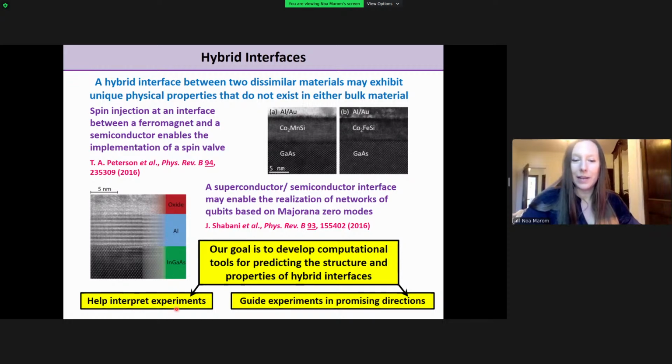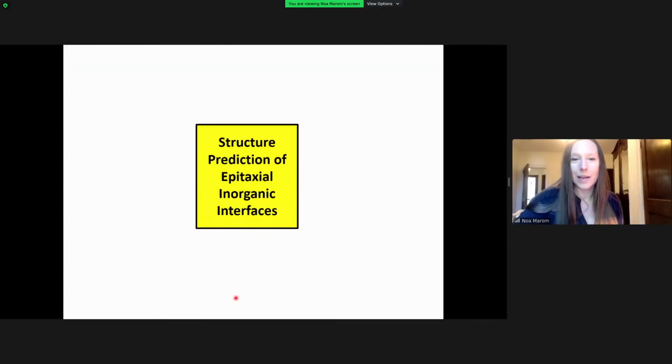And then another useful thing is, the space of materials that you can use to make interfaces is very large. And so we can consider many possible interfaces. So with simulations, we can help experimentalists determine which interfaces might be worth pursuing. So with that said, I'm going to start by telling you about how we predict the structure of epitaxial inorganic interfaces.